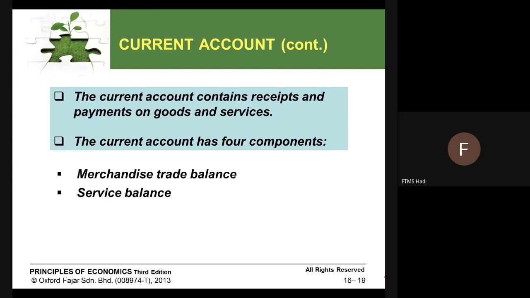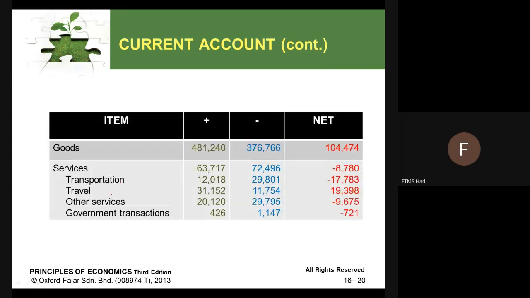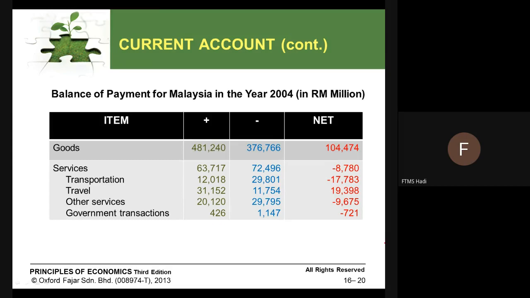The second one is the service balance. The first one is goods, the second one is services. There are some services provided by Malaysia, for example transportation, travel, other services, government transactions, and so on. Why are they negative? Because there are more purchases than sales. Negative means purchase or import, plus means export or sale. So if import is more than export, it will be negative. If export is more than import, it will be positive. So they have a net positive and a net negative.